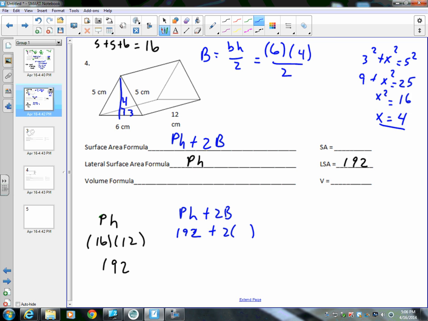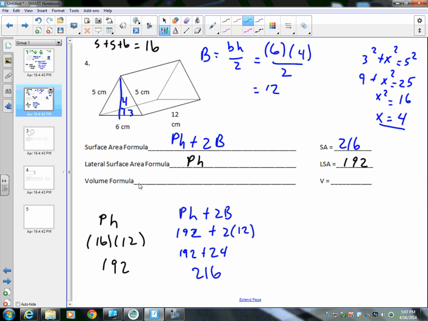And we divide that by 2. 6 times 4 is 24. Divide that by 2, we get 12. So big B is 12. 192 plus 2 times 12 is 24. Add these two together, we end up getting 216, and that would be our total surface area.